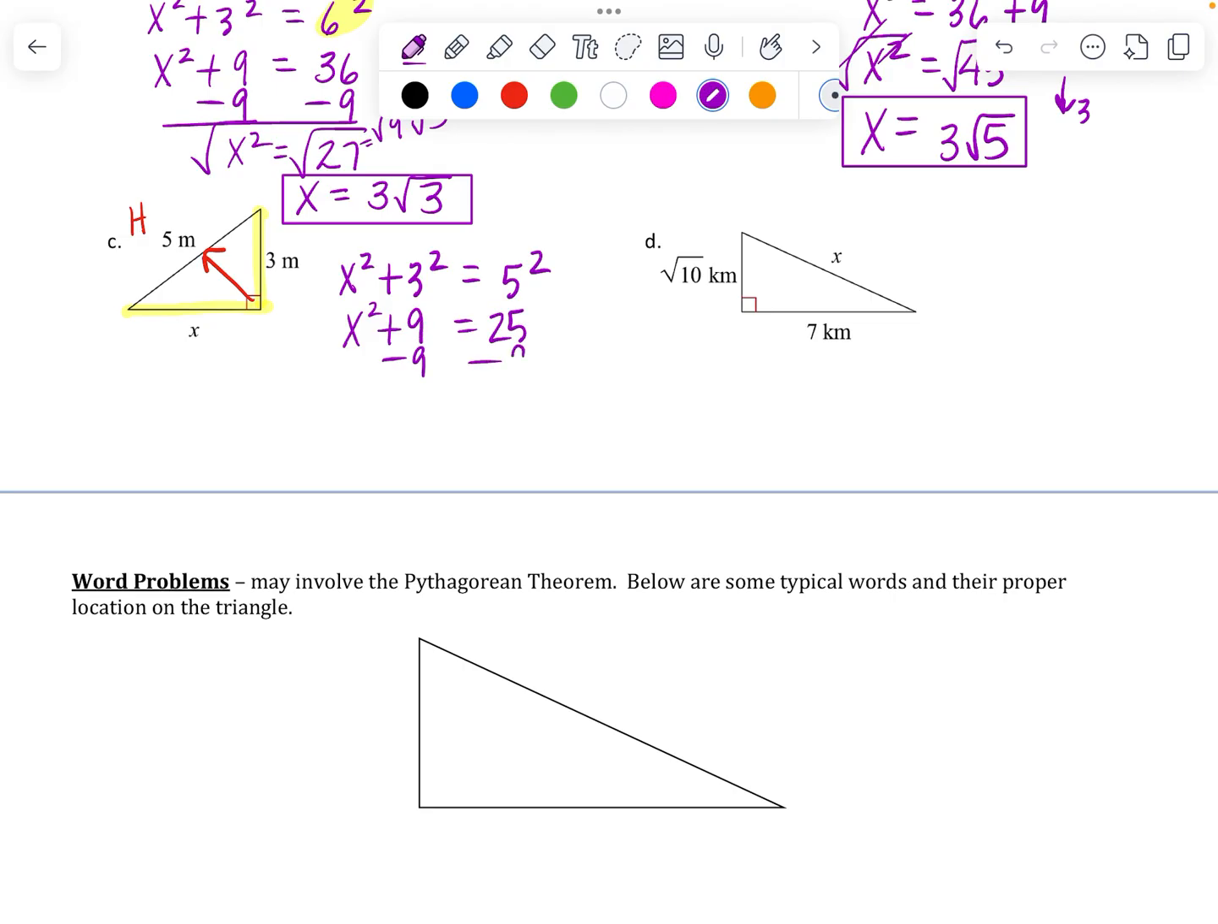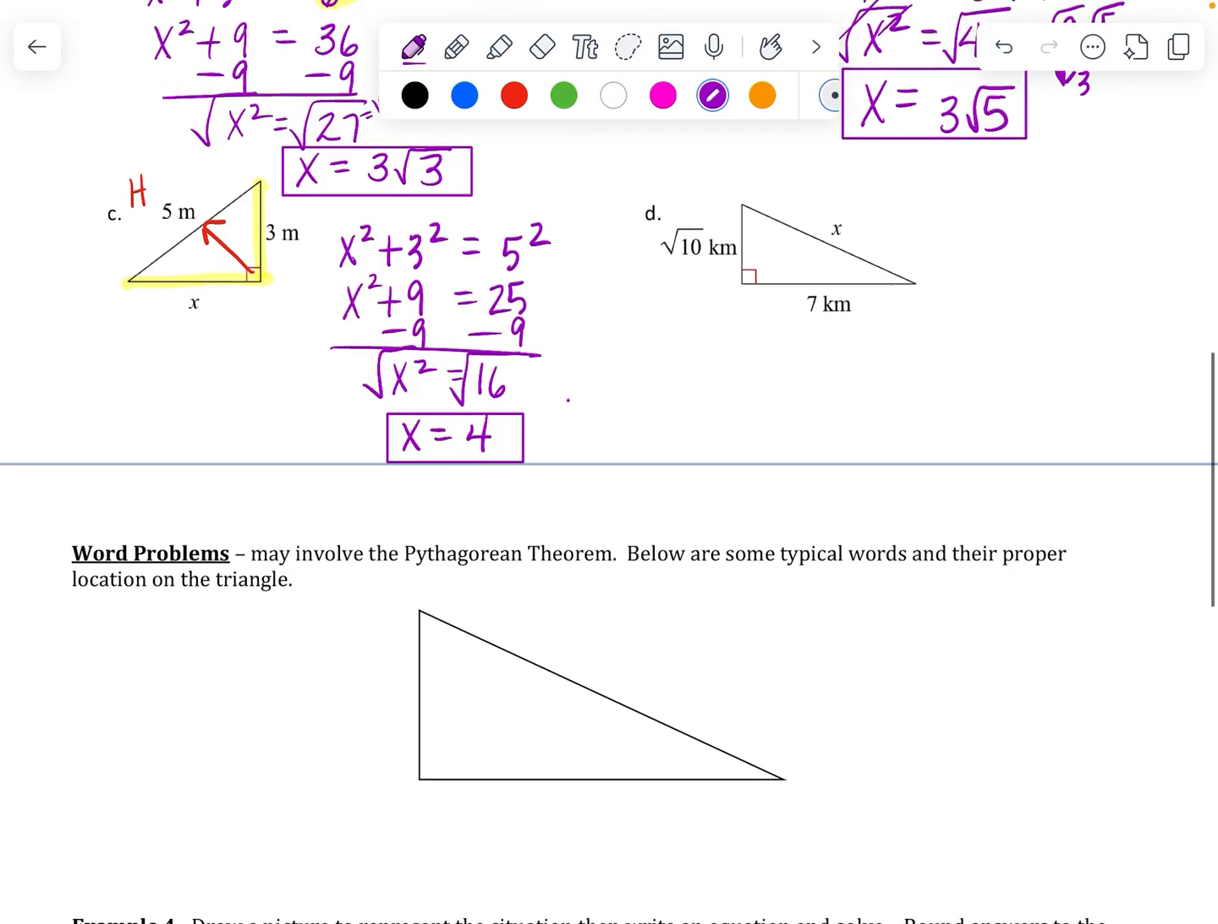We subtract 9 from both sides. We end up with x squared equals 16. If you square root both sides, because you must do the same thing on both sides of an equation, we get x equals 4. So this one ended up as a nice perfect square, so it came out of the radical as a 4.